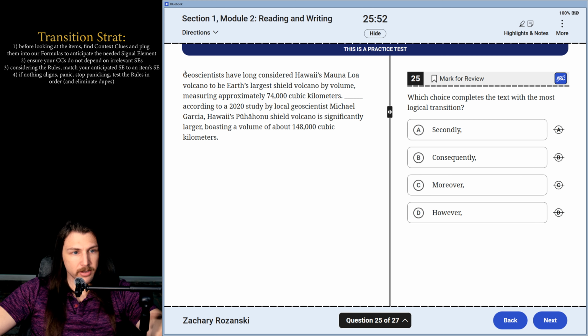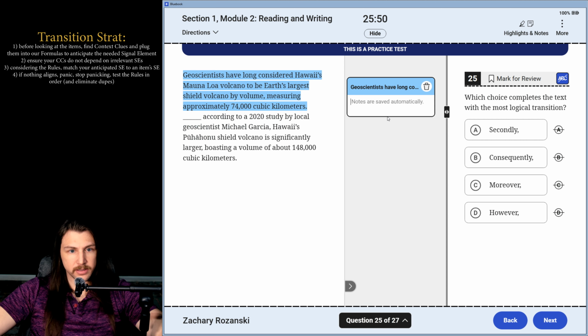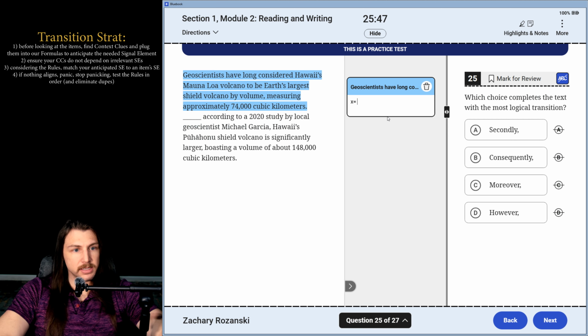25. I'm going to look for something on my left side. Something over here is going to be my x equals. Geoscientists have long considered Hawaii's volcano to be the largest shield volcano by volume, measuring big measure. So they long considered biggest shield volcano. And then there's its bigness.